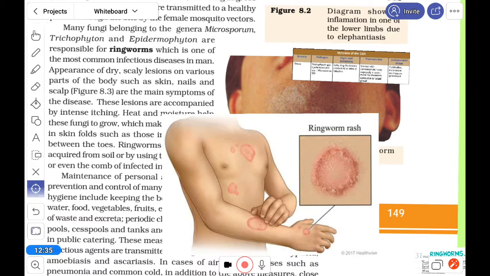These are the ringworm rashes. It is found on our body. They show infection here. If it is itching and we scratch it with our finger, and after that we touch any other place, it can transmit from the finger to different parts of the body or maybe to a different person. So this disease is quite common.